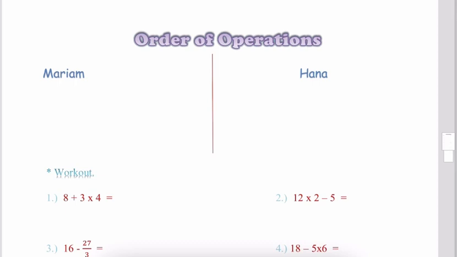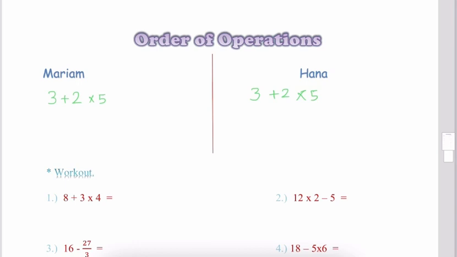Now, let's start our lesson today. Order of operations. If we have two girls, Mariam and Hannah, and both were given a piece of calculation, let's say 3 plus 2 times 5. So again, 3 plus 2 times 5. Both girls were given the same calculation.